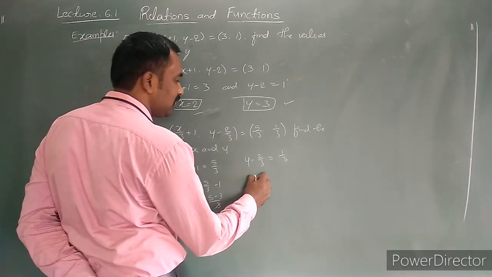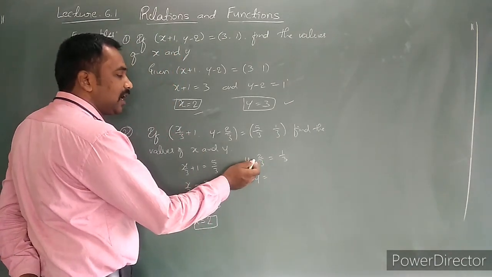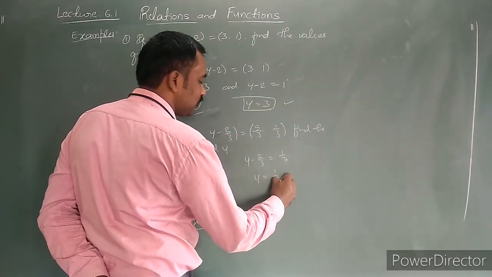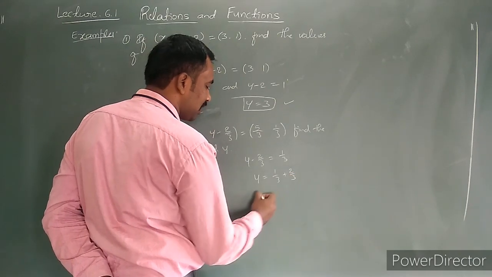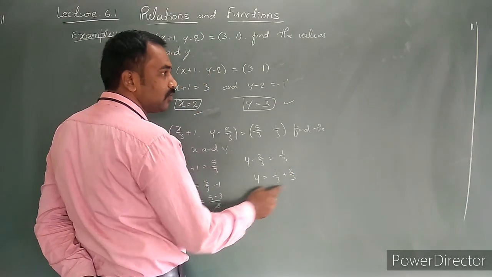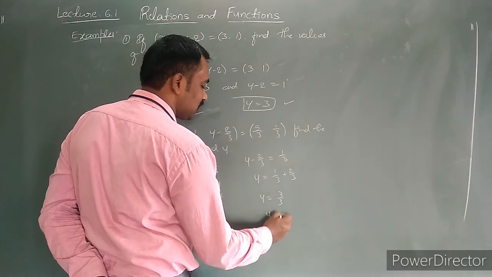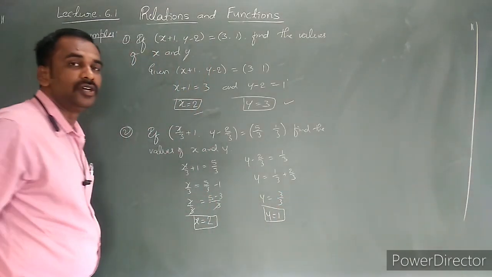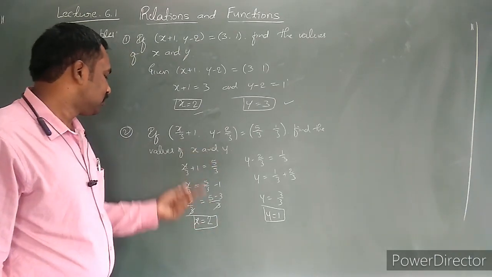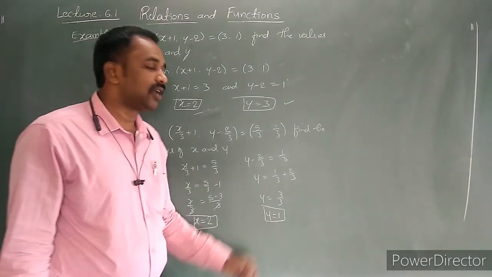Next, similarly, y is equal to minus 2 by 3, shifting into the right hand side: 1 by 3 plus 2 by 3. 3 is the LCM. Both sides are 1 plus 2, which is 3, so 3 by 3. Y is equal to how much? Y is equal to 1. What are the required x and y values? X value is 2. Y value is 1.